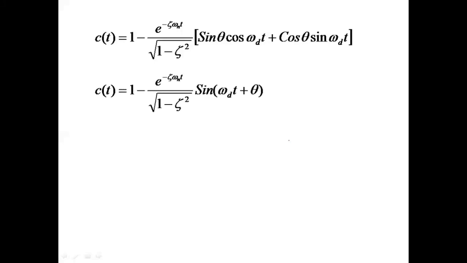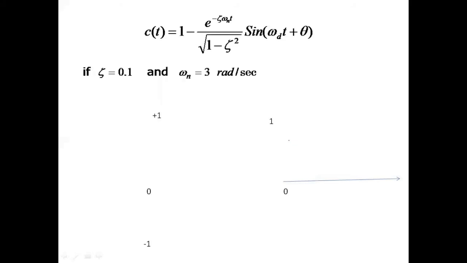So now I can get a simplified response C of t as 1 minus e to the power of minus zeta omega n t divided by square root of 1 minus zeta square multiplied by sine of omega d t plus theta. So now the C of t function can be plotted in the form of a graph, but this will not happen unless we substitute some values for zeta and omega n. So let me substitute zeta equal to 0.1 and omega n to be 3 radian per second.